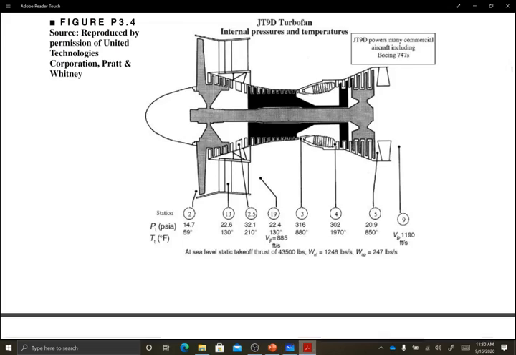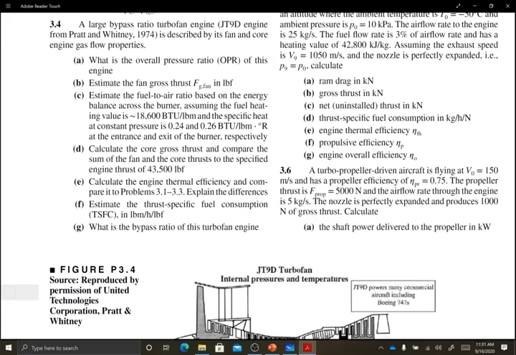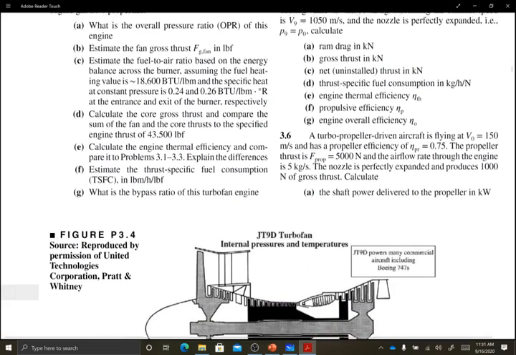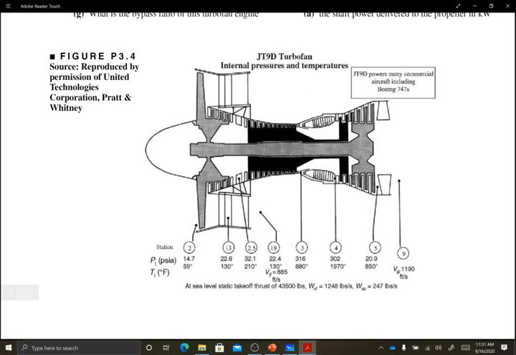Okay, so let's go back to the problem. Part B is asking us to estimate the fan gross thrust in pound force. So the fan gross thrust, how can we calculate the fan gross thrust? We have the formula: m dot naught plus m dot fuel times V9 plus P9 minus P naught times A. But that is the jet gross thrust, though, right? We are looking for the fan gross thrust.